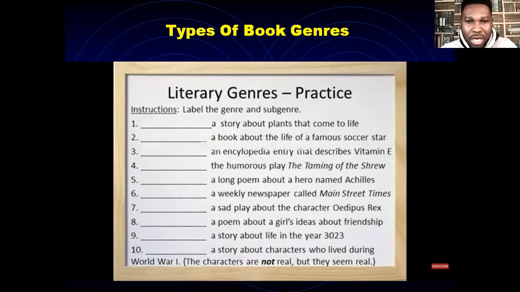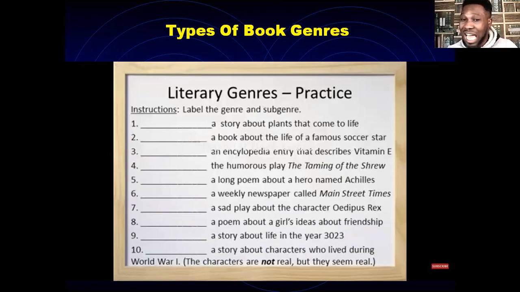The next one, a humorous play, The Taming of the Shrew. How would you classify that? Number 5, a long poem about a hero named Achilles. How would you classify that? Number 6, a weekly newspaper called Main Street Times. How would you classify that? Number 7, a sad play about the character Oedipus Rex. How would you classify that? Number 8, a poem about a girl's ideas about friendship. Where would you put that?